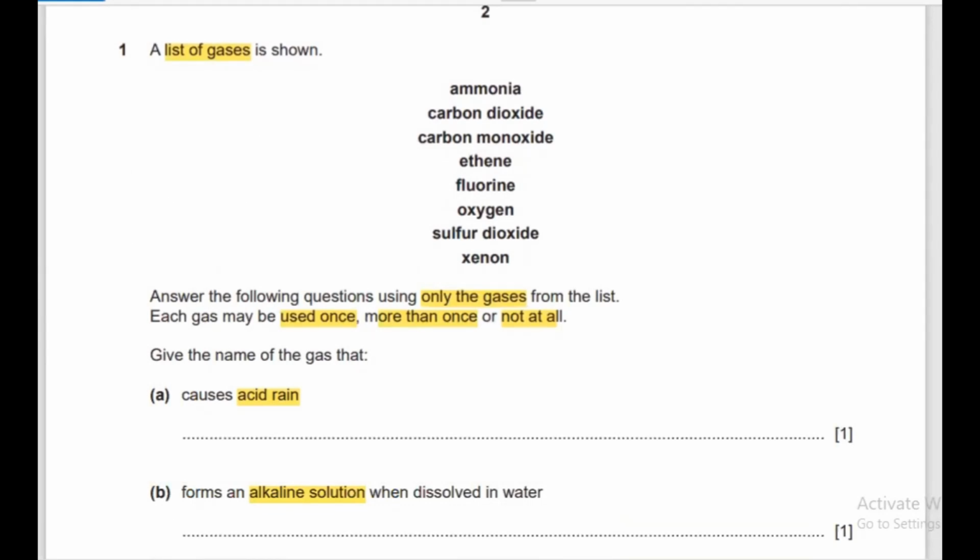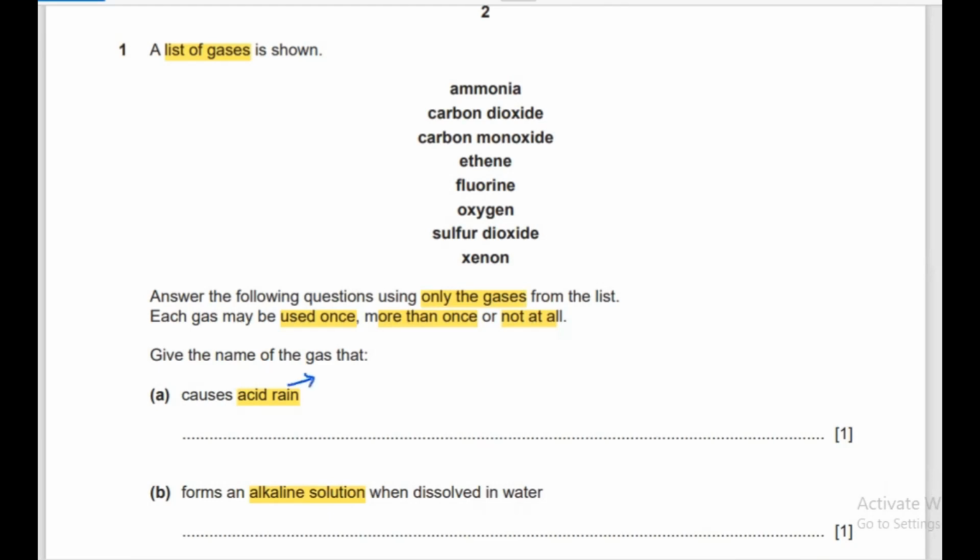In question number 1, a list of gases is shown. So these are some gases and we have to answer in terms of these gases, and each gas can be used once, more than once, or not at all. Give the name of the gas that causes acid rain.